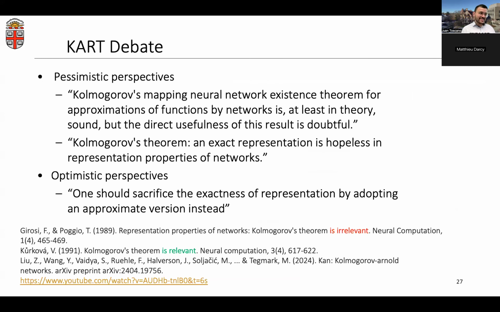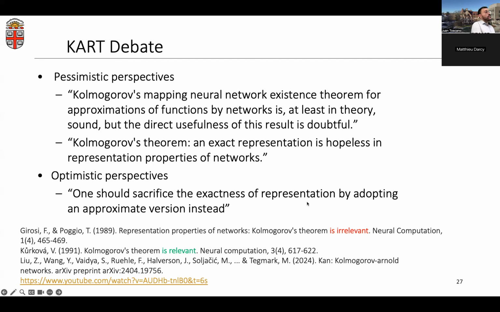During this research there was some kind of debate, with pessimistic and optimistic perspectives that can be observed from the titles. The first says KART is irrelevant, and the second says KART is relevant. So it was some kind of back and forth. The pessimistic perspectives essentially say that we cannot learn this, that it is hopeless to make it trainable, and this was mainly defended by Tomaso Poggio and Girosi in this paper.